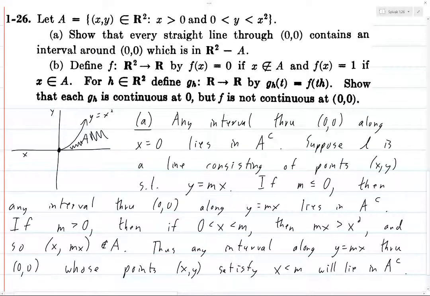If you take a point on this interval and x is greater than 0, then mx is going to be greater than x squared, so it's going to be in A complement. And so the entire interval will be in A complement. And that's what we wanted. Every straight line through the origin contains an interval about the origin which is in the complement of A. And that's what we've proven.